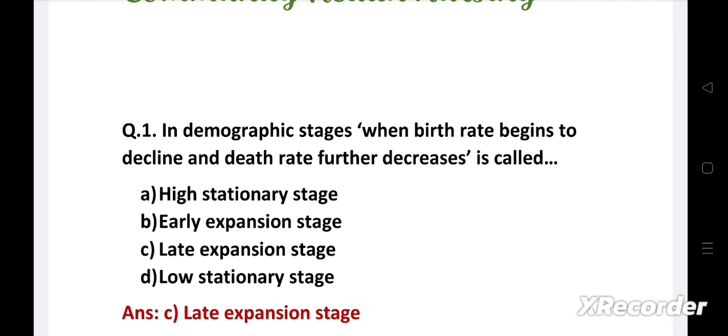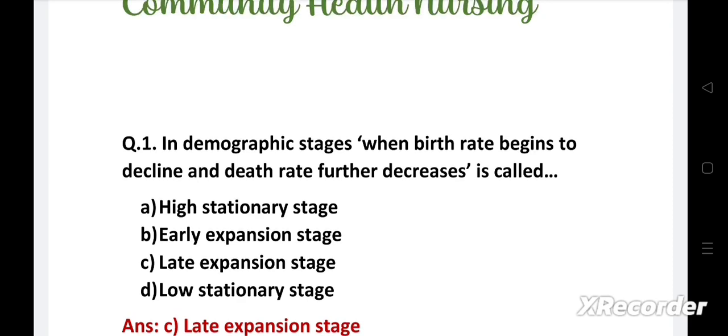Third stage, also known as late expansion stage. In this, the death rate decreases still further and birth rate starts to fall. Fourth stage is also known as low stationary stage. In this, the birth rate is low and death rate is also low. This results in the population becoming stationary. Fifth stage is also known as declining stage. In this stage, birth rate is lower than the death rate and the population is declining.